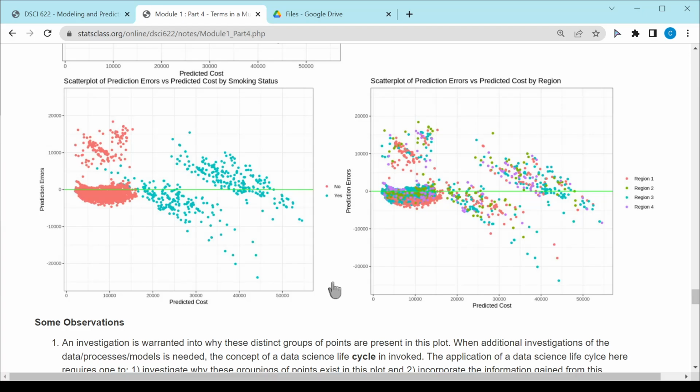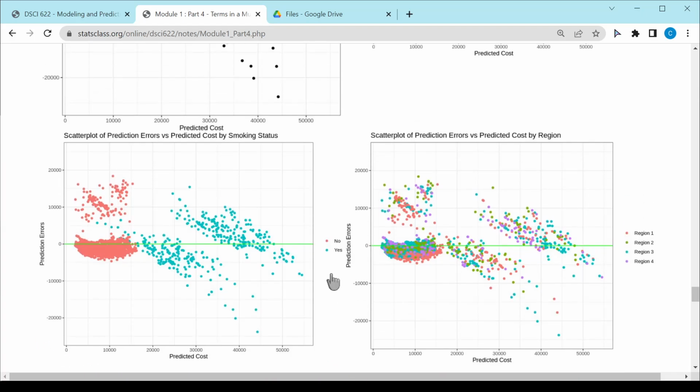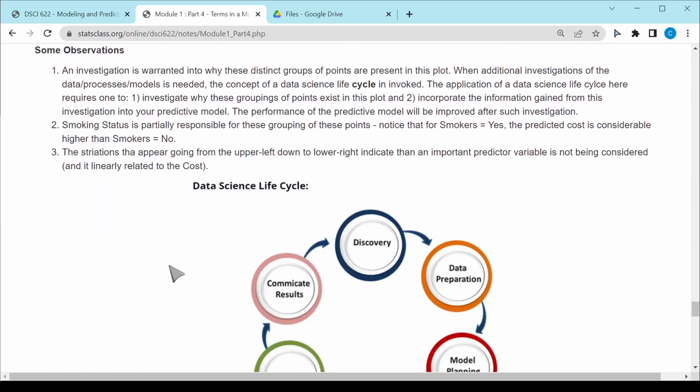I don't know what that variable is. It's not available in this particular data set. Okay, but in a practical sense, I'm going to need to go back to my data team or go back to my team here and try to figure out why those striations are occurring in this particular model.